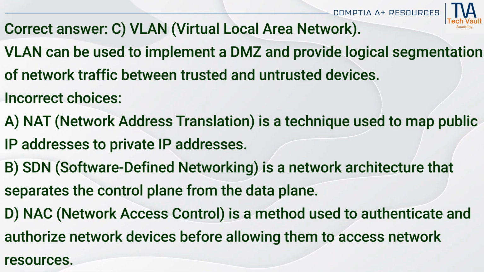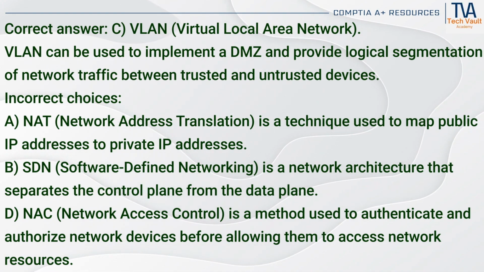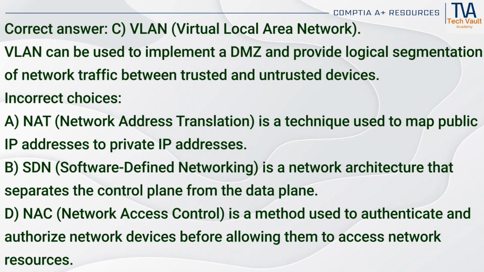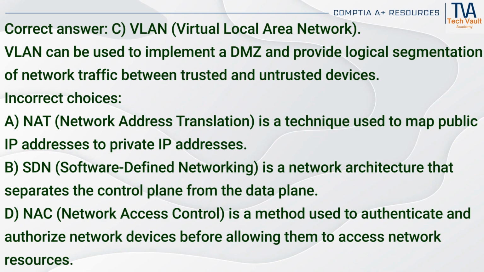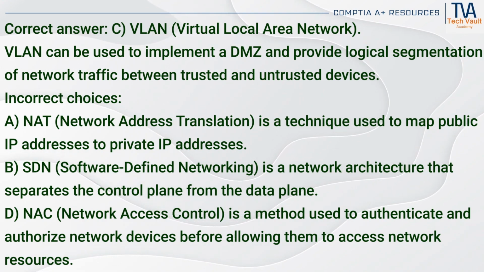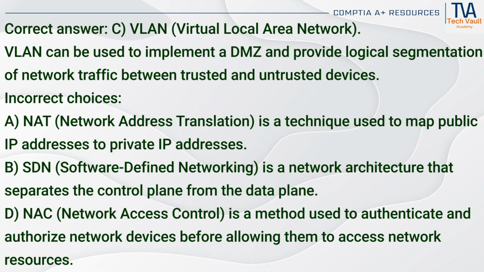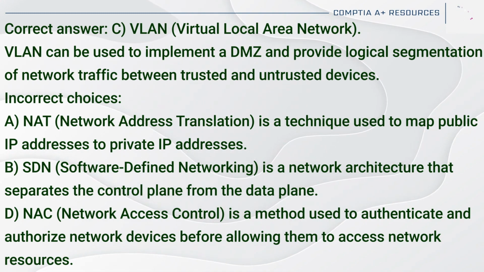Incorrect choices. A. NAT, Network Address Translation, is a technique used to map public IP addresses to private IP addresses. B. SDN, Software-Defined Networking, is a network architecture that separates the control plane from the data plane. D. NAC, Network Access Control, is a method used to authenticate and authorize network devices before allowing them to access network resources.